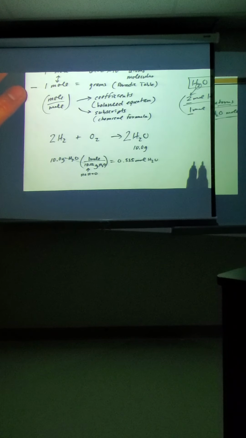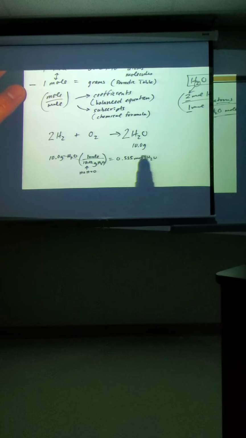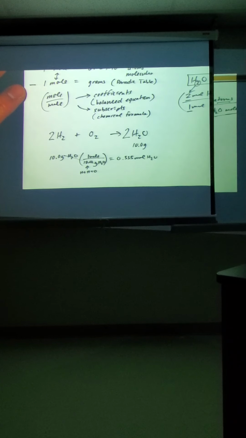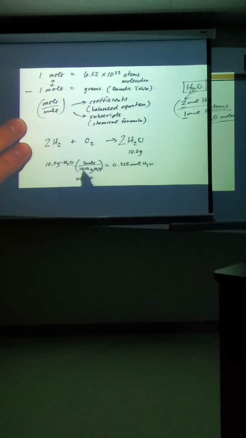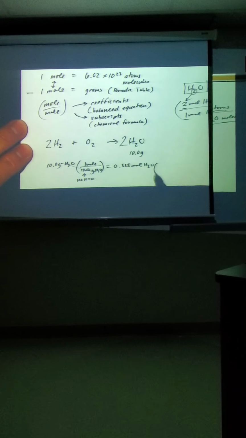Let's say though that we want to know how many molecules of water are in 10 grams. So if we want to do a problem like that, we would use both of these conversions. We would just say, well, if we know that it's this many moles, we would just do a second step and say, in 1 mole is 6.02 times 10 to the 23rd molecules of anything, water included.